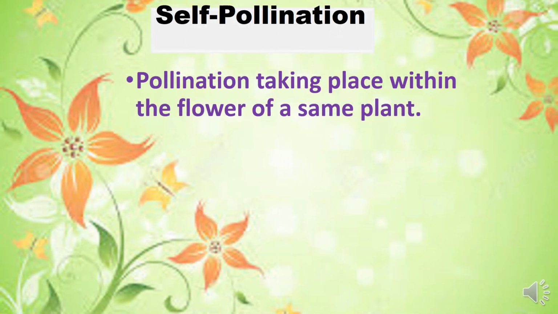Self-pollination. The name itself suggests that pollination is taking place within the flower of the same plant. Like if a plant has 2 or 3 flowers, and the pollen grains are transferred from one flower to another flower of the same plant only, that is called self-pollination. Or within the same flower also, if pollen grains are transferring, it is called self-pollination.